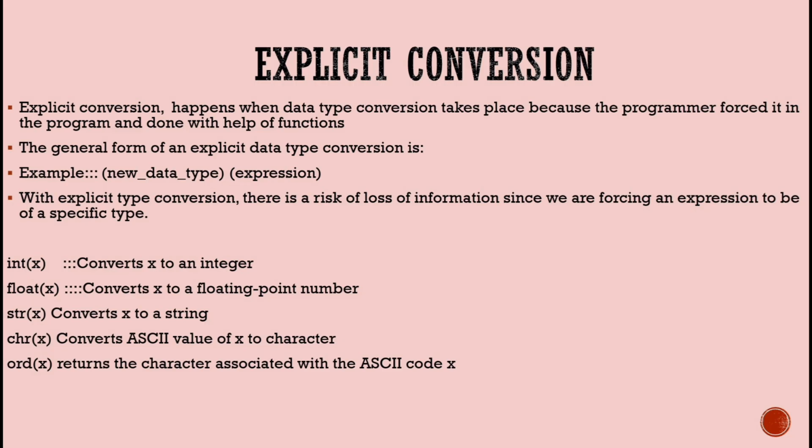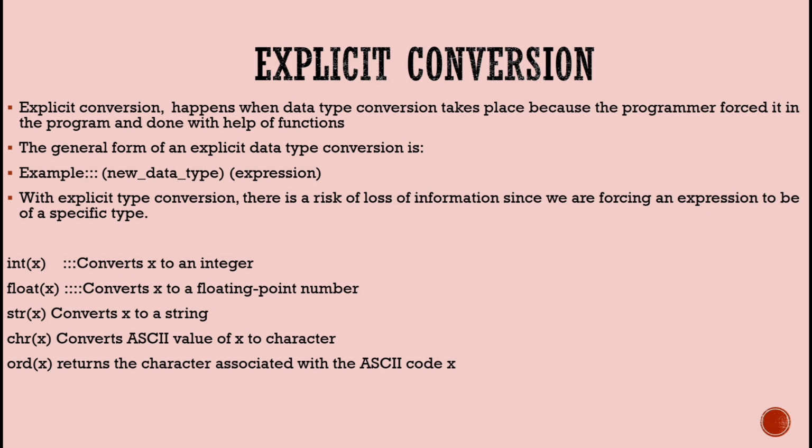Next we see explicit conversion. Implicit conversion happens automatically by the interpreter, but in explicit conversion we will be specifying the syntax in the program. Explicit conversion happens when data type conversion takes place because the programmer forced it in the program, and it is done with the help of a function. Look at the syntax. You will be specifying the data type and expression. And one disadvantage here is that there will be a risk of data loss in explicit conversion.